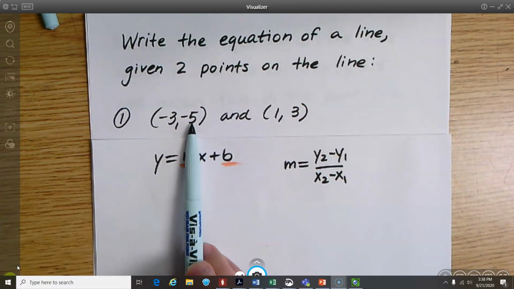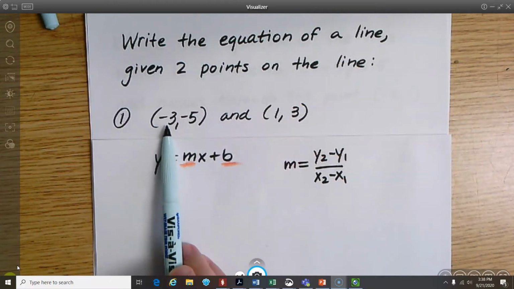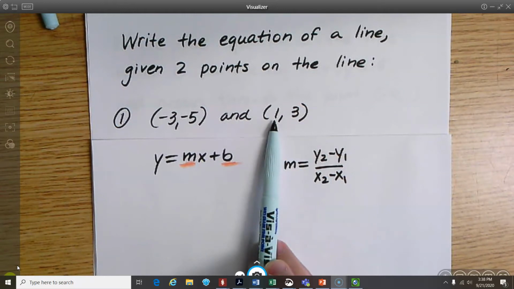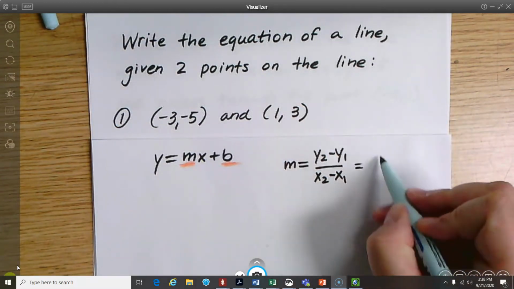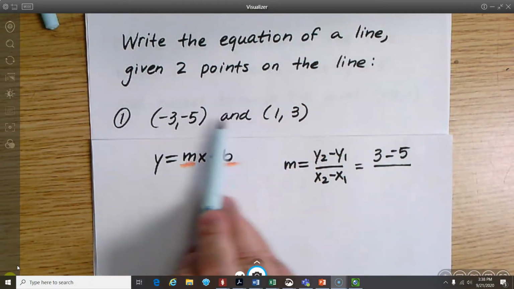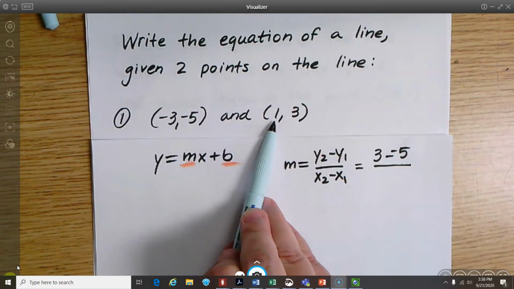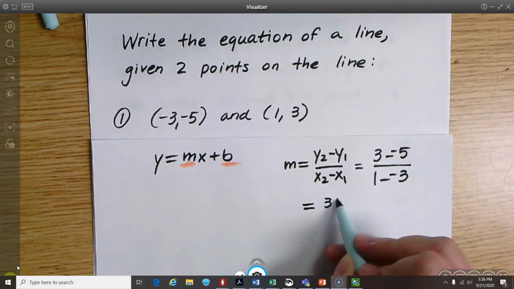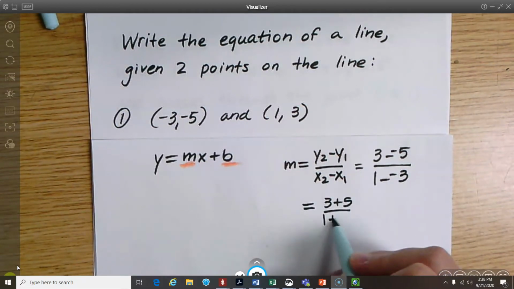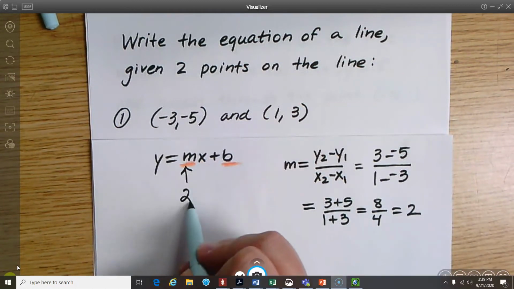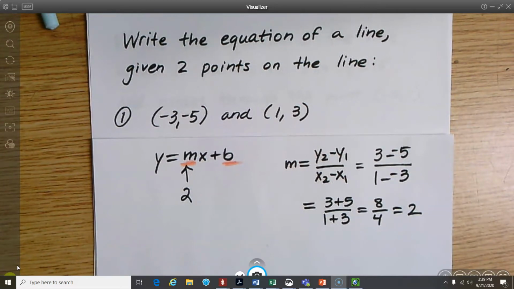If I subtract this one minus that, -5 minus 3, then I have to start here for the x's as well. If I start with the 3 for the y's, then I have to start with the 1 for the x's. So 3 minus a -5, that's this y minus this one. I come over here and do 1 minus -3 for the x. So that gives me 3 plus 5 over 1 plus 3, 8 over 4, which is 2. So now I have one of the things that I need to be able to fill in.